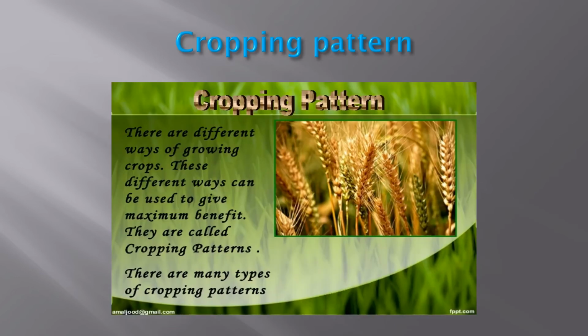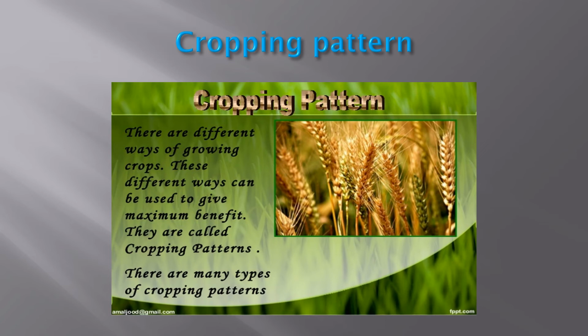Now next in crop production management category is cropping pattern. So we have already studied about the irrigation. Now cropping pattern. There are different ways of growing crops. These different ways can be used to give maximum benefit. They are called cropping patterns. Instead of growing a single crop in one field, farmers are advised to raise 2 or more crops simultaneously on the same piece of land. This ensures increased crop production and protection against pests and pathogens.